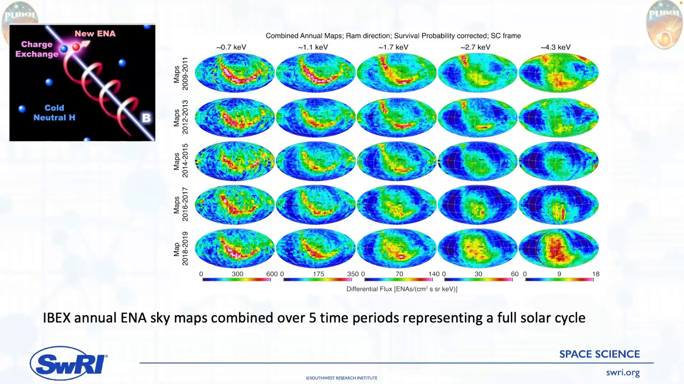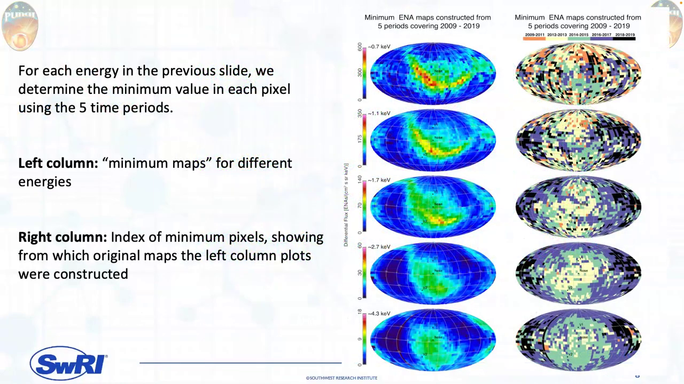So then I take this data, and there was a picture. Okay, I think it's not updated. Okay. So then I take this data, I take each of these maps, and then I look at the minimum pixel in time and energy as well. And I construct the minimum maps, something similar to what they do with the coronal maps. So in this one, these are the minimum maps. They look like real data maps, but each pixel is coming from a different time, from a different map. And the indices of these pixels are on the right side.